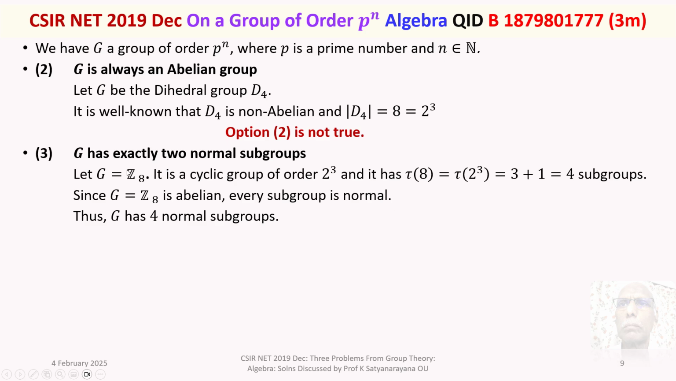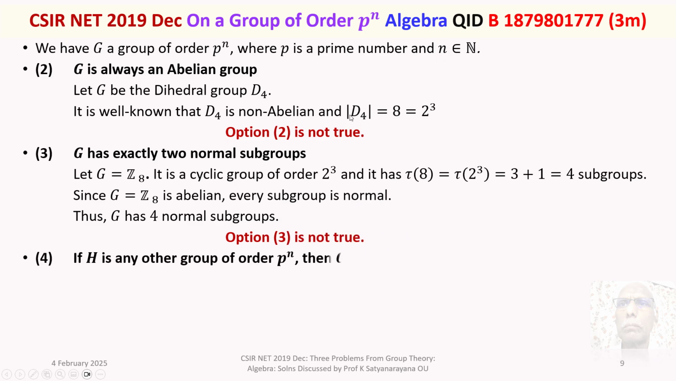But it said that when G is a group of order p to the power of n, where p is a prime number and n greater than 1, then G always has 2 normal subgroups. Not necessarily. In this case, it has 4 normal subgroups. Therefore, option 3 is not true. Let's move to option 4.